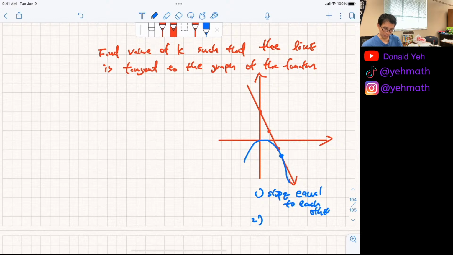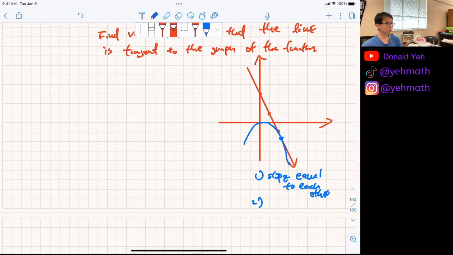Not only in slope though, also the output, which is the function, they are equal to each other. So basically, at this point, you have the same y value. Same x, you have the same y value. Not only do they have the same y value, they have the same slope. That's a requirement.